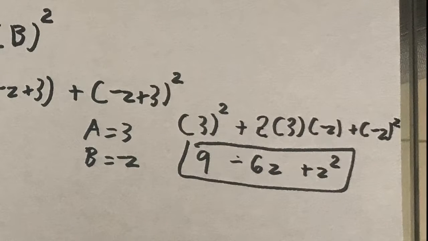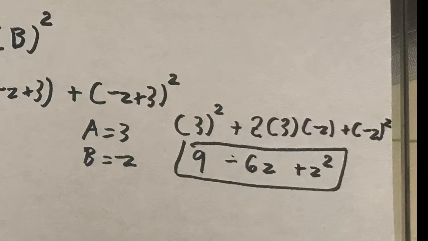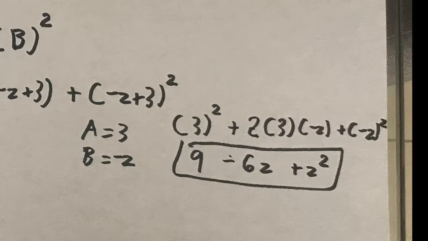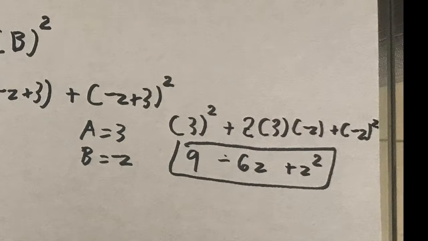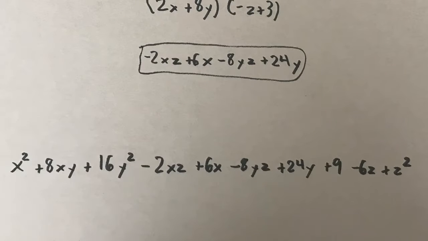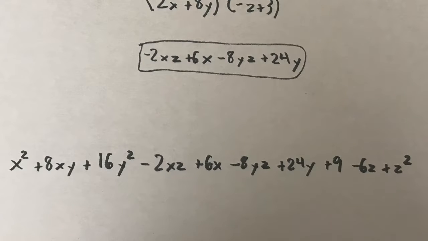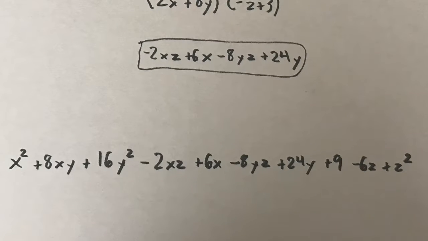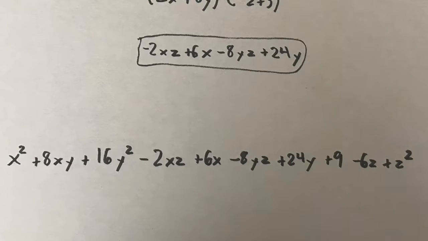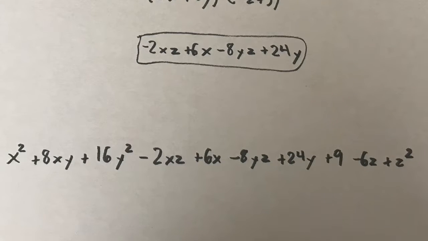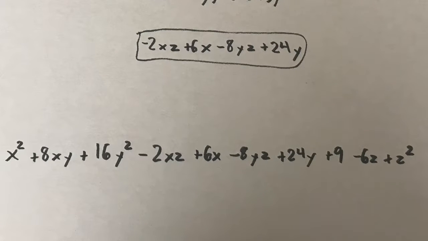For the b squared, we found out that there is another binomial to the square, so we will have as a 3 and as b negative z. So we will use the formula of a squared plus 2ab plus b squared again. So for the last step of this problem, we will unite all the products gotten from the problem. So we will have x squared plus 8xy plus 16y squared minus 2xz plus 6x minus 8yz plus 34y plus 9 minus 6z plus z squared.